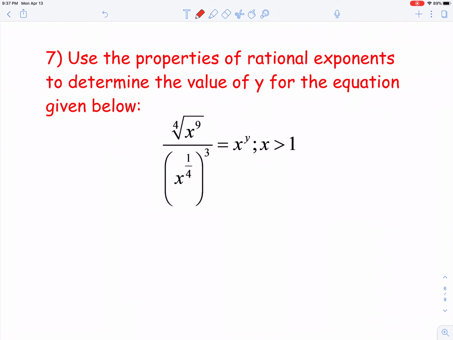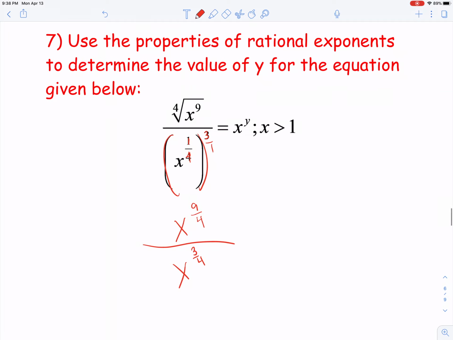Number 7, we have all different stuff going on here. First, going to simplify this denominator that has a power inside the parentheses raised to an outside power. So the denominator is going to be x to the, we have 1 over 4 inside, 3 on the outside. Multiply the inside and outside power, you're going to get 3/4. On the top, I could make that x to the power over root is going to be 9 over 4.